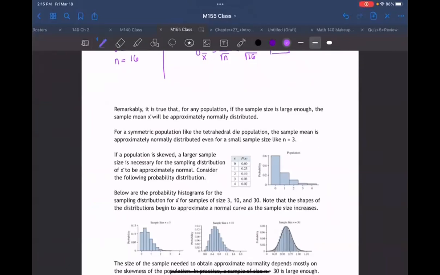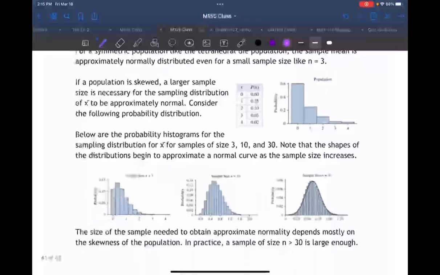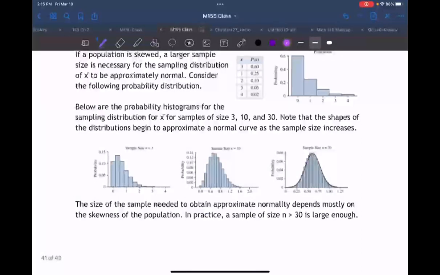So basically, for any sample, if the sample size is large enough, the distribution of the sample means, or the sampling distribution, is going to look approximately normal, okay? And let me give you some examples of where this is true, okay?